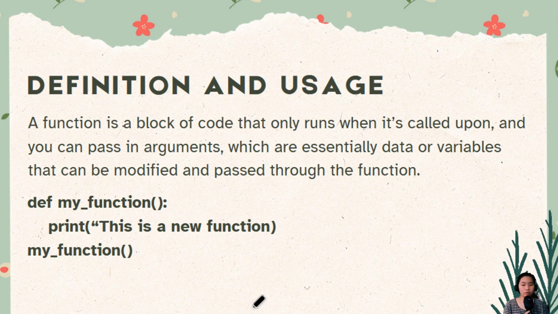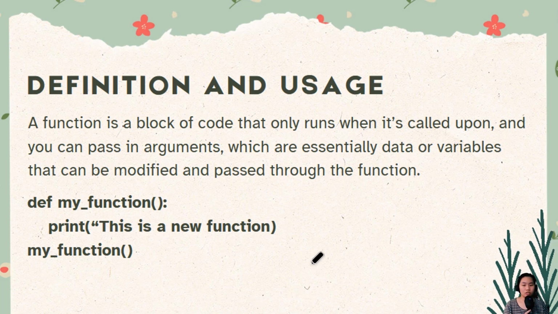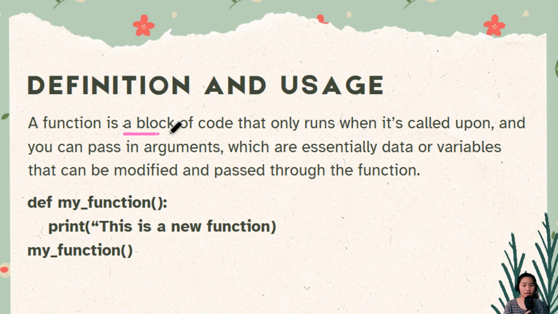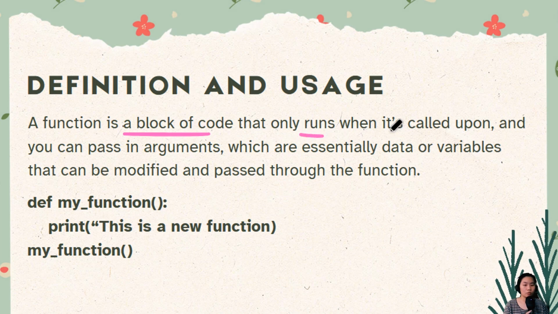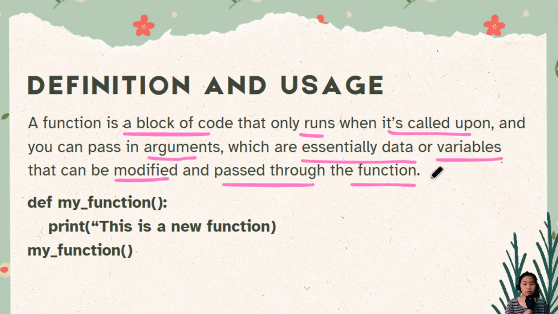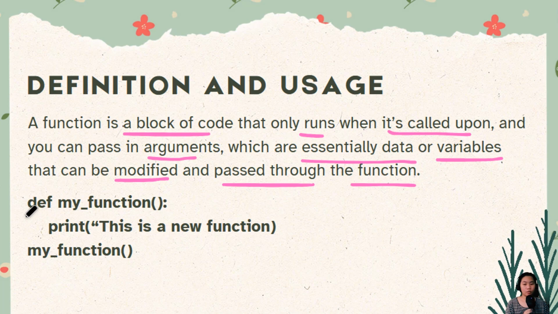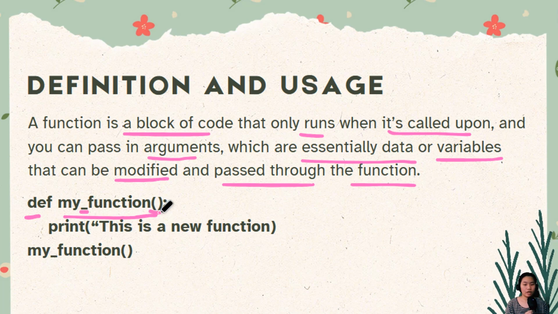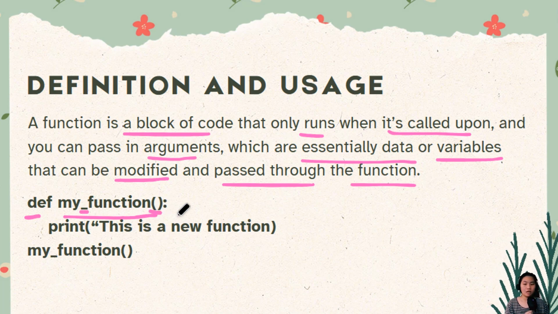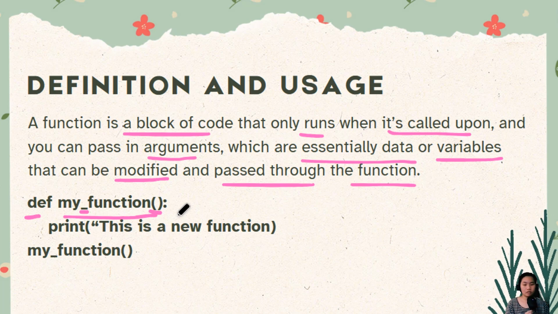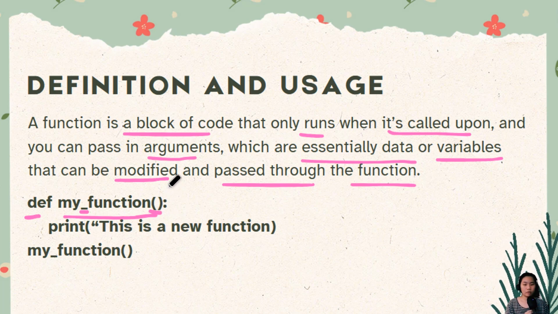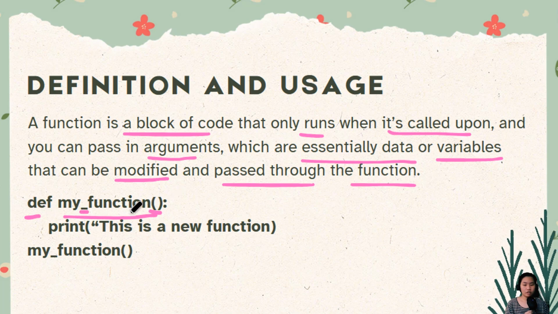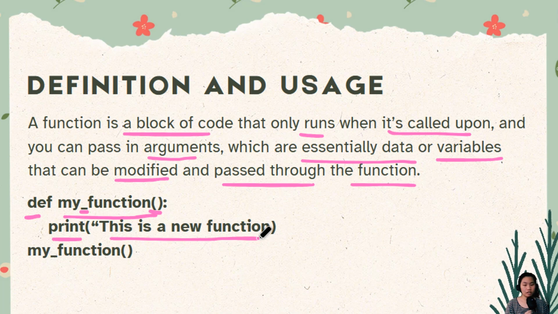Let's move on to the first part, definition and usage. Now, a function, as I've said before, is a block of code that only runs when it's called upon. So I have a sample of what a function may look like over here. We start with def, okay? my_function. Now, instead of having a space, you would go with an underscore, and then you would have a parenthesis, right? But since we're not dealing with any arguments or any extra parameters, we'll just leave this blank for now. And so def my_function, what this does is that it prints "This is a new function", okay?